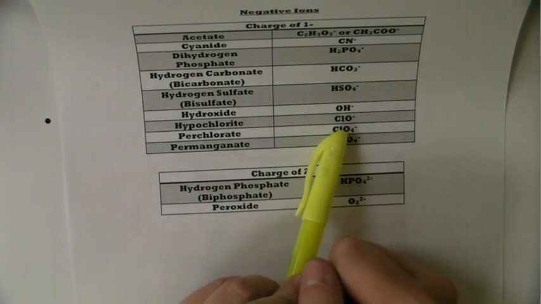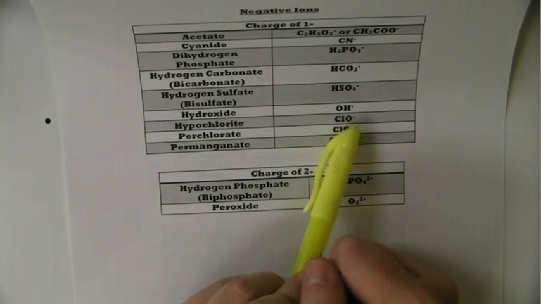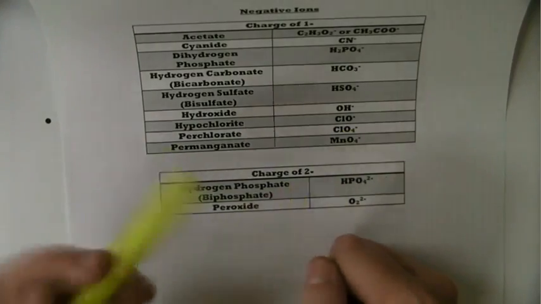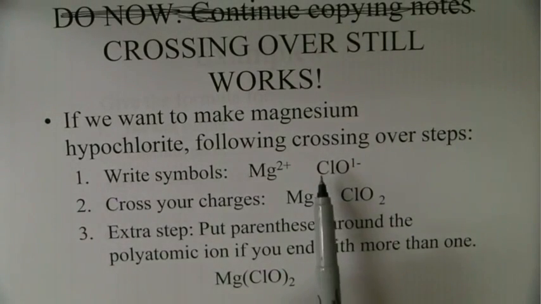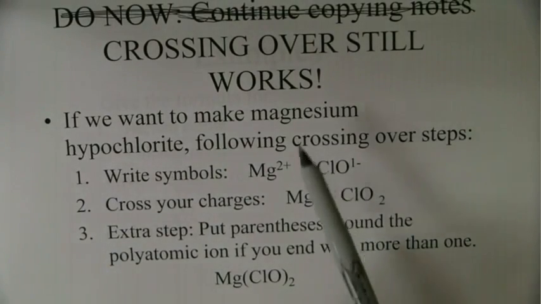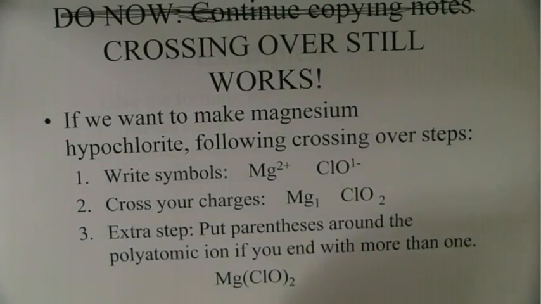It is ClO, so 1 chlorine, 1 oxygen, and it's got a -1 charge. ClO, 1 chlorine, 1 oxygen, -1 charge. So that's what we have right here, ClO -1. And we want to make magnesium hypochlorite. Well, you all already know everything you should know about magnesium. We know it's Mg. We know it forms a +2 charge. Again, crossing over, no different. Do the same thing.